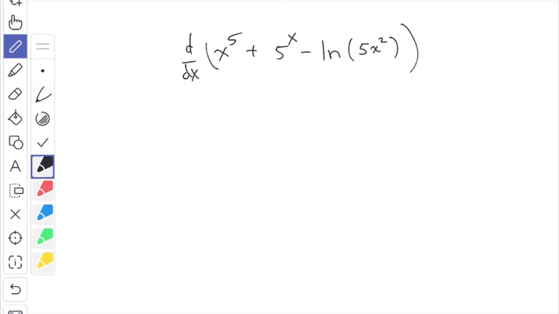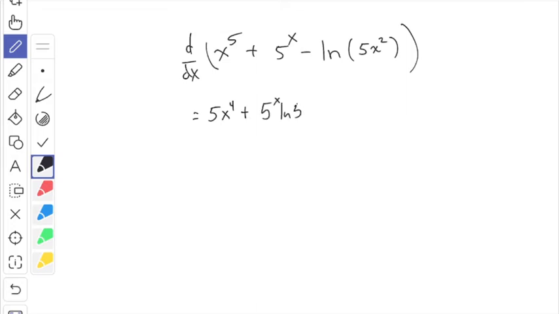I'm trying to mess with your head by putting x to the 5 right next to 5 to the x. They look kind of similar, but they're actually totally different, the way that you have to handle each of these. How do you handle x to the power 5? Yeah, this is not a trick question. That's 5x to the 4, which does not require any fancy business. That's just what you learn when you first learn how to do the derivative. How about 5 to the power x? This is completely different. You may be tempted to say x times 5 to the x minus 1, but that's not right. When the x is in the exponent, you use a different rule. It's going to be 5 to the x times ln 5.